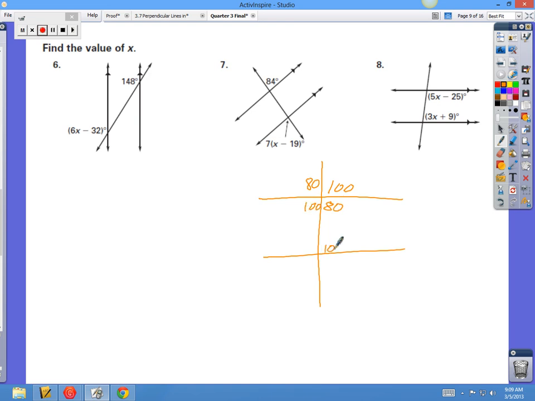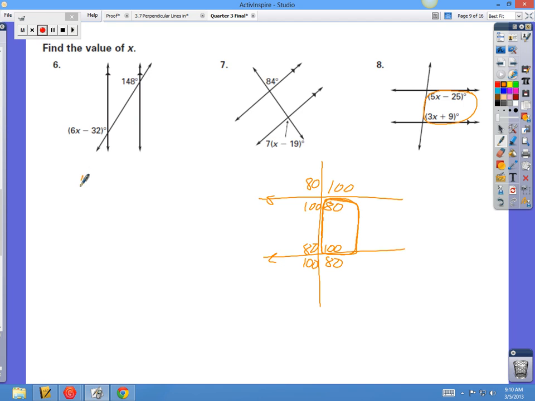180. Okay, those are parallel. So if you look at those, these two angles are consecutive interiors. They're in the middle. They're on the right-hand side. They would be these two right here. So what do you know about those two angles? Those two angles, they are not congruent. They are supplementary. So your algebra is going to be this.